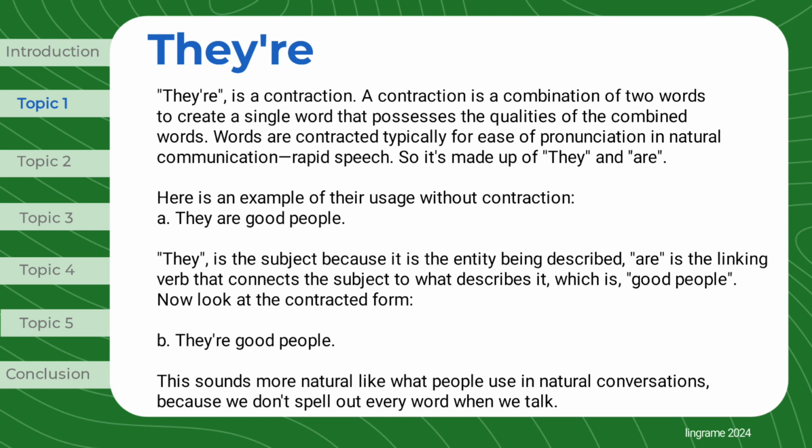Here is an example of their usage without contraction. They are good people. They is the subject because it is the entity being described. Are is the linking verb that connects the subject to what describes it, which is good people. Now look at the contracted form, they're good people. This sounds more natural, like what people use in natural conversations, because we don't spell out every word when we talk.